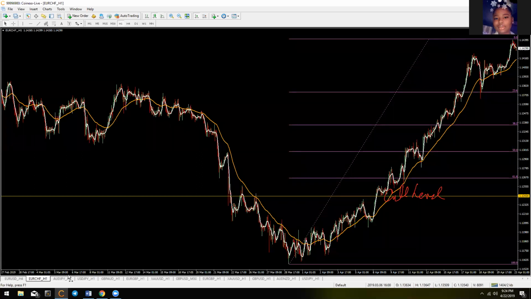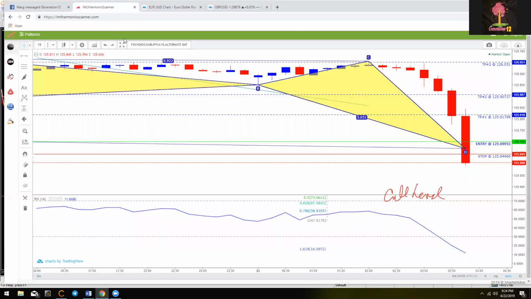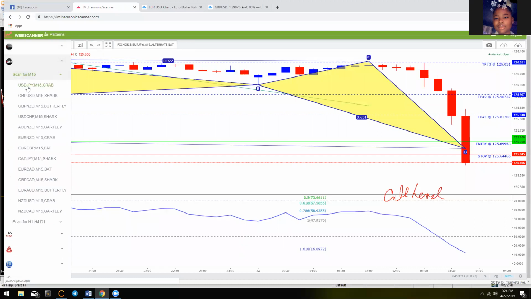It's been saying a buy for the last like 30 minutes though on the harmonic scanner, and it still came down. U.S. to Japanese yen. Oh, UJ. It's been saying it was a buy since like the last 30 minutes. I don't know.